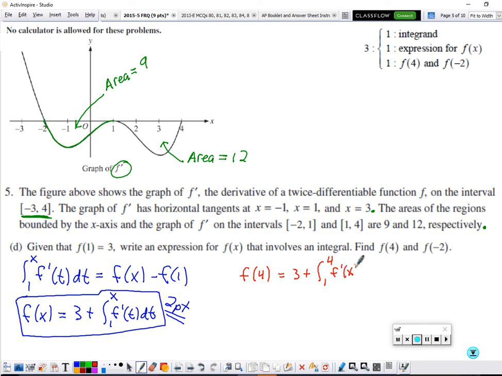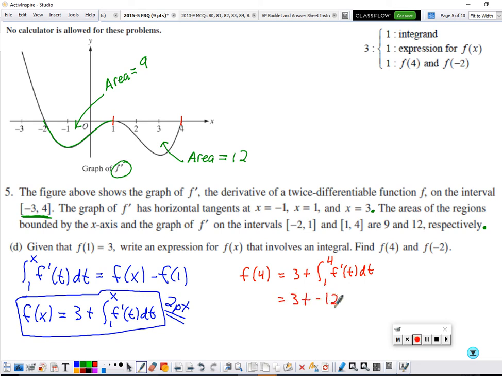They didn't make it too bad because the integral from, now I messed up, I put x instead of dt. Once you put the number, you actually can write x, it doesn't matter anymore. Okay, so look up here, I'm integrating f prime from 1 to 4. That area is 12, but it's below the axis, so it gets counted negatively. So this is going to equal 3 plus negative 12.